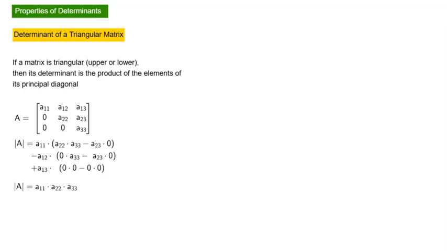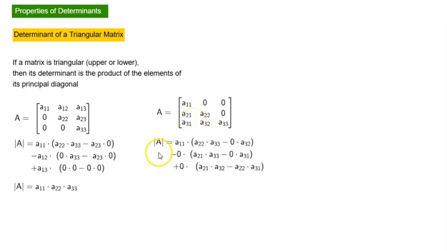Now let's look at a lower triangular matrix. Same process. Here again we end up with A11 times A22 times A33. So that was the properties of determinants. That's it for now.